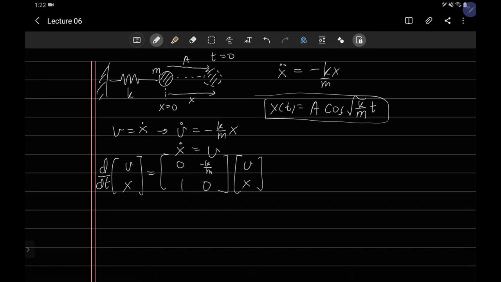Then we know that eventually this situation, because we know that this will be the final solution. So on the other hand, we can also immediately find that v of t will be the simple time derivative of x, which is this one. And then if we calculate the time derivative of this guy, then it is minus a times square root of k over m, and it will be sine of square root of k over m and t. So this is just a simple solution of the second derivative ordinary differential equation.